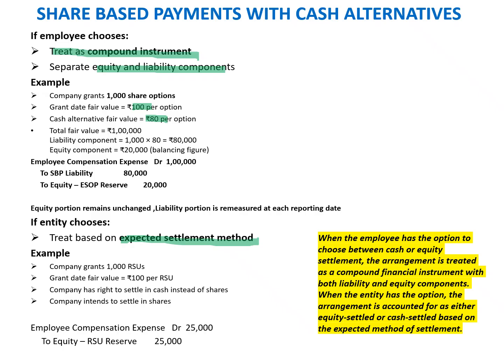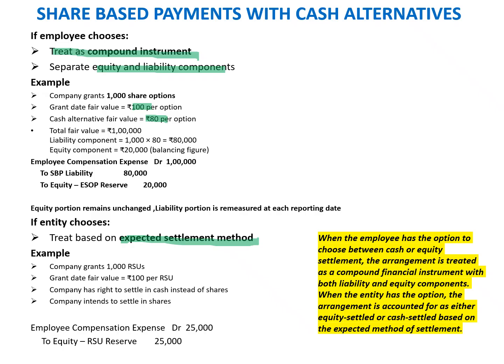So employee compensation expense would be debited with 1 lakh. The liability would be created for 80,000, and equity ESOP reserve would be created for 20,000. This is called a compound instrument. Equity portion remains unchanged. However, the liability portion is going to get remeasured at each reporting date. We have discussed this in previous slides multiple times.